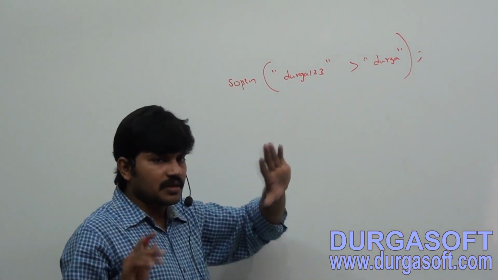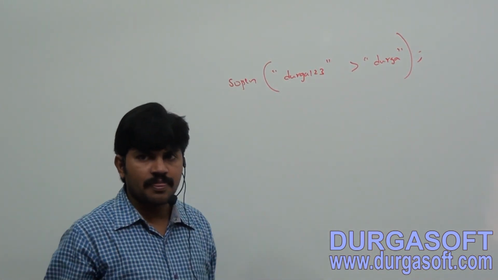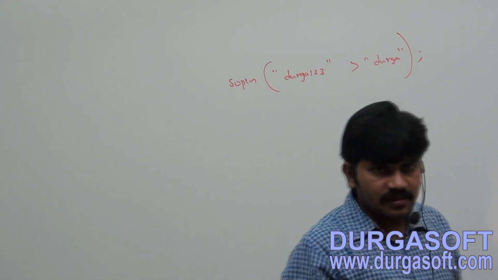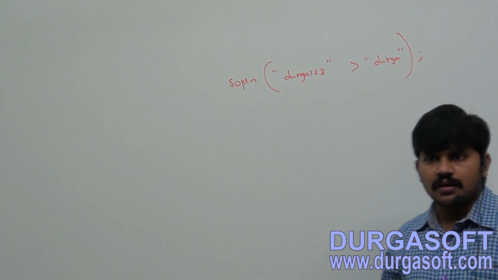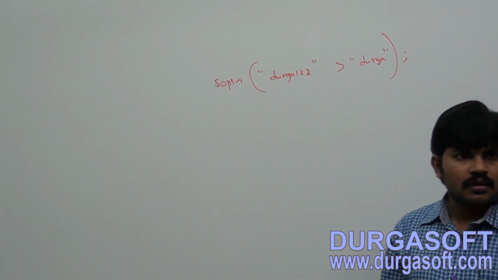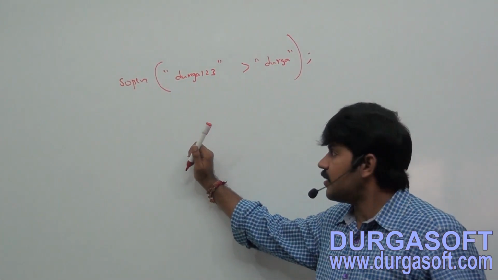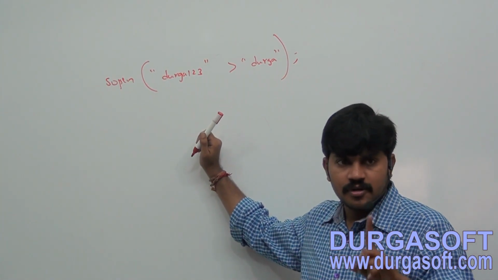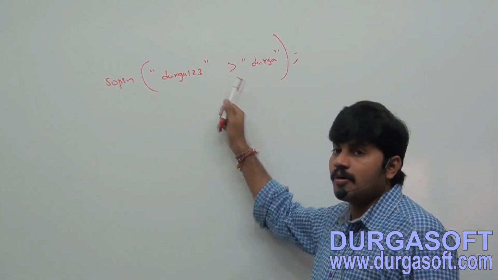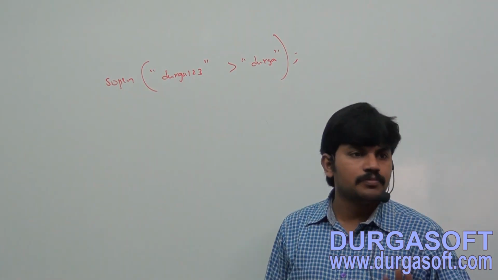Sir, is it valid or invalid? Valid or invalid? Invalid. Is it valid or invalid? Invalid, because relational operators we can't apply for object types.